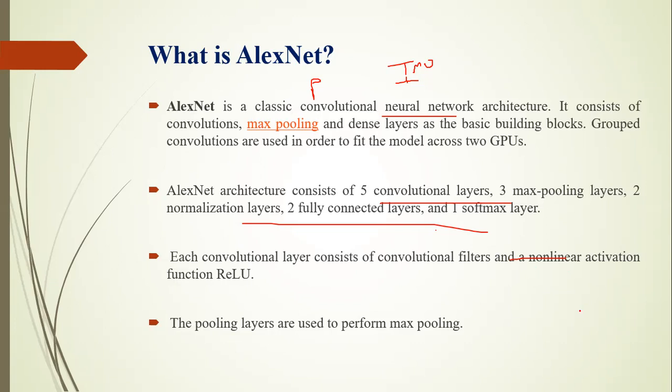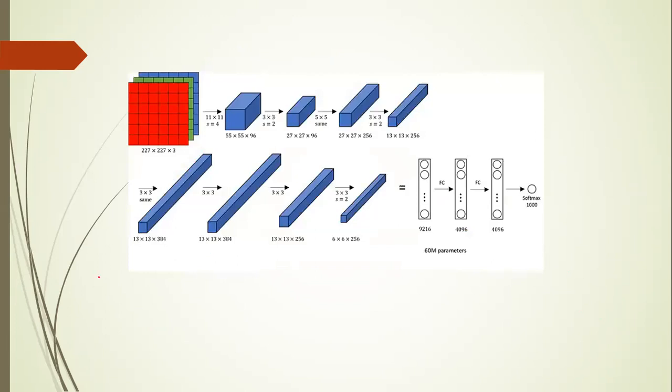Also remember the input here is an RGB image. So if you work on implementation later, the input is RGB images only. Each convolution layer consists of a convolution filter and a nonlinear activation function, ReLU. And this is the architecture, where the input image is 227 x 227 x 3.